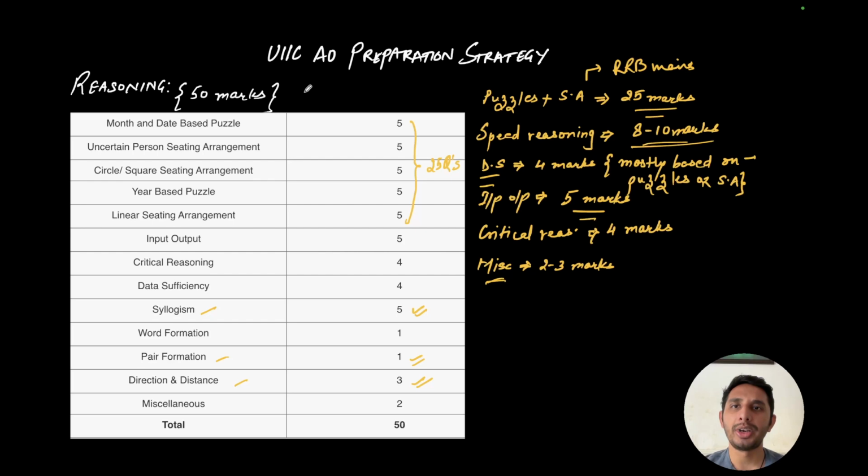I think the exam happened in Feb 2024, the same year. So what were the different types? See, month and date based, the one which I discussed, circular I discussed, year based puzzle. All right, then linear sitting arrangement, easy one. Uncertain person sitting arrangement, so you won't know how many people are sitting. You'll have to consider all the conditions and you'll get to the answer.